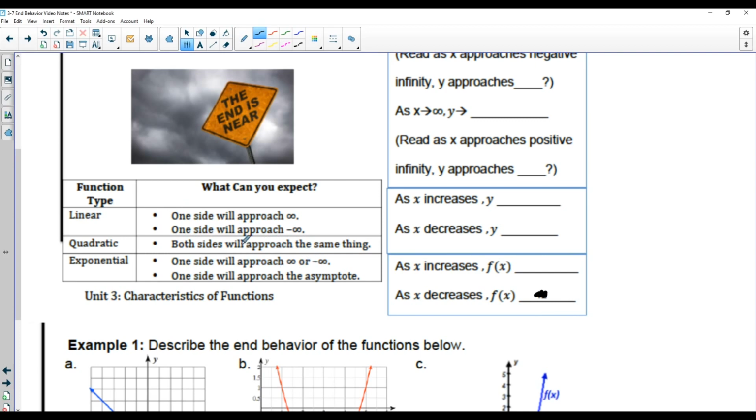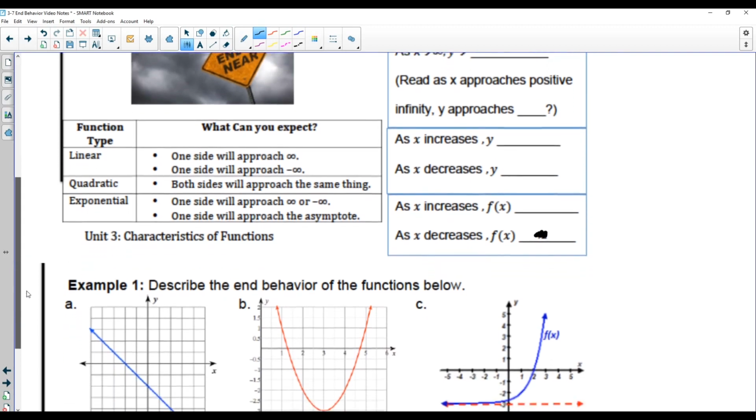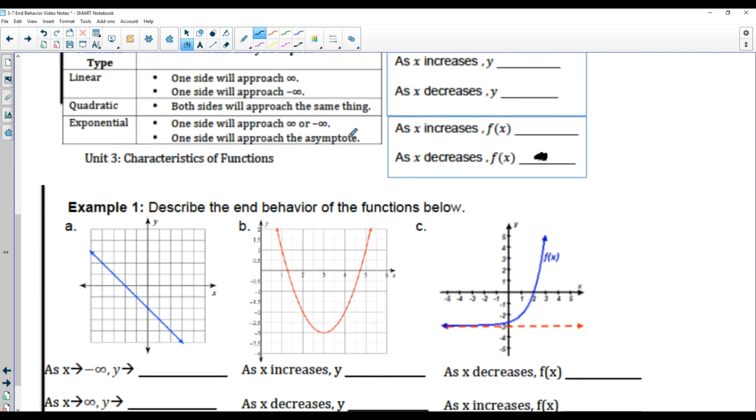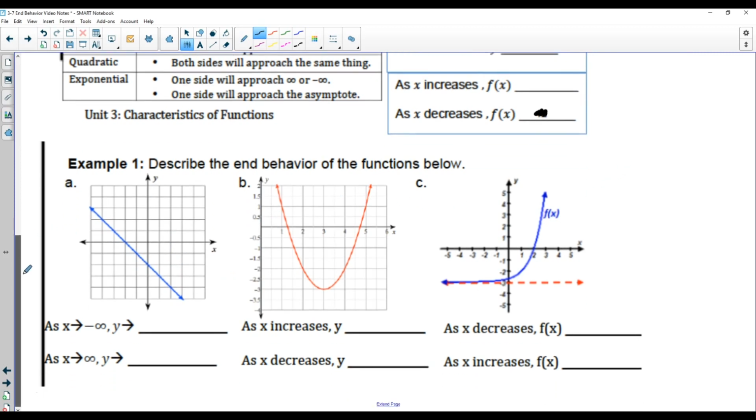So there are some things we can expect. As always, there are some patterns to know. With linear, one side's going to go up to positive infinity, the other side's going to go down to negative infinity. You can bet on that every single time. With quadratics, both sides are going to do the same thing because it's a U, and it's either pointing up or pointing down. With exponential, these are the weird ones this time. One side is going to go to either positive or negative infinity, depending on what it's doing, and the other side is going to approach the asymptote. All right, so let's see what these patterns would look like and how the questions would be asked.